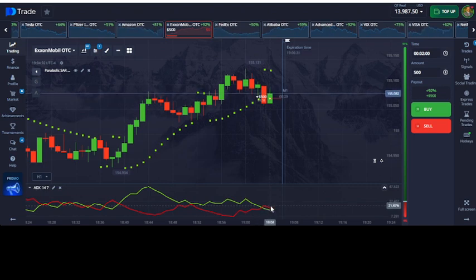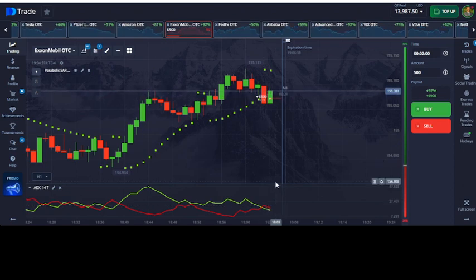So this tells me that the bears are taking over and that there are more sellers than buyers, thereby pushing the price further down. So what we're going to do is monitor this trade and wait for the expiration at the end of 2 minutes.